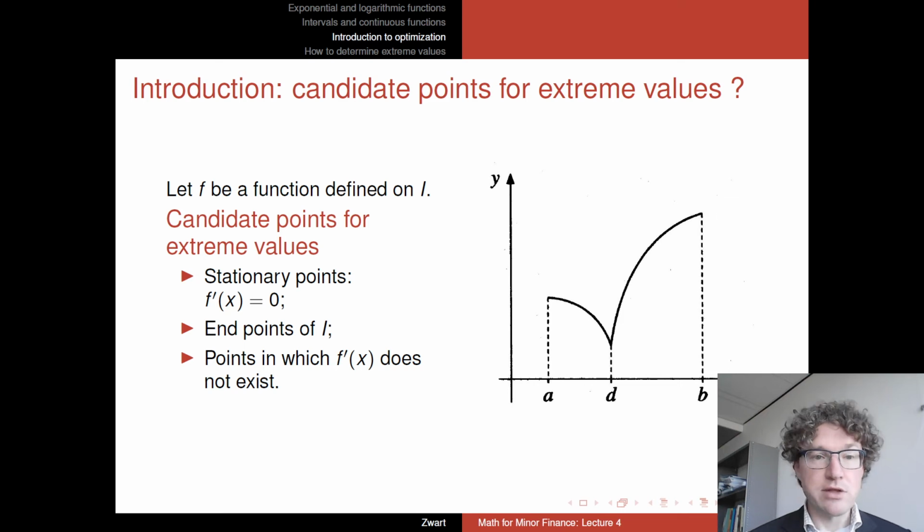Okay, so these are the three kinds of candidate points. If we want to find the extreme values of a function, we'd better look at all the stationary points. We'd better also have a look at the endpoints of the interval, and we'd better also have a look, if they are there, at points in which the derivative is not defined. We cannot take the derivative of the function. It doesn't exist.